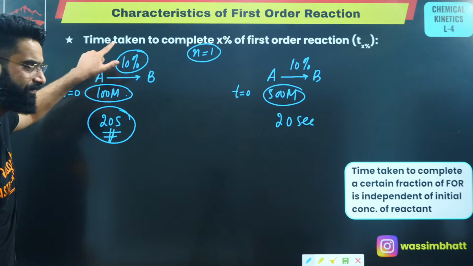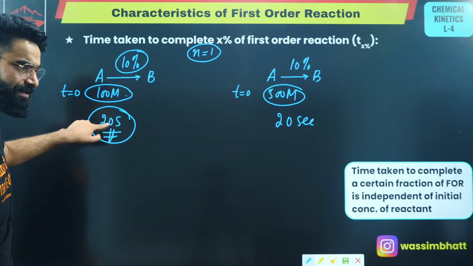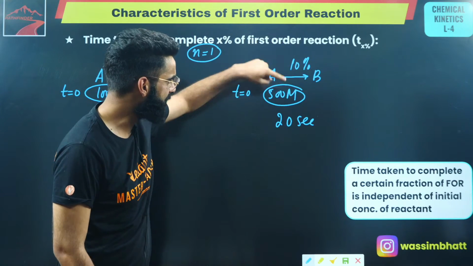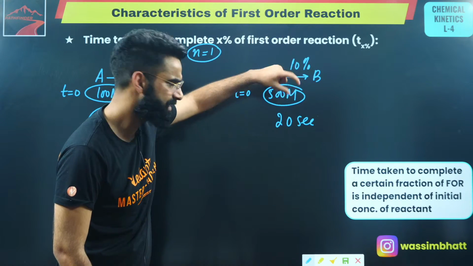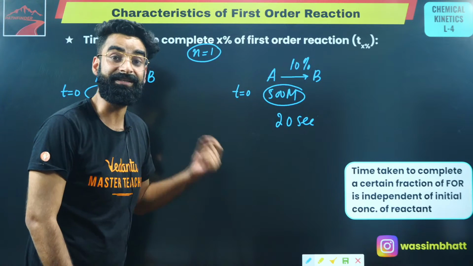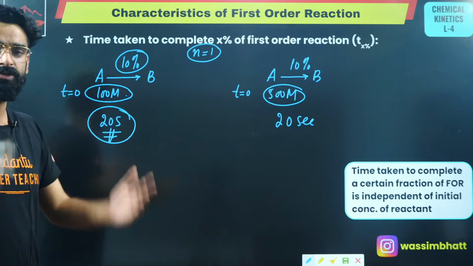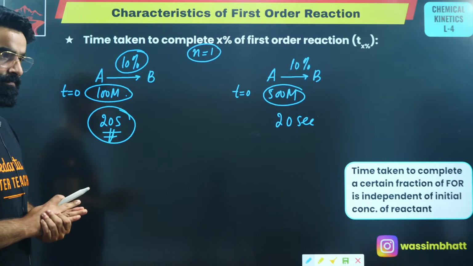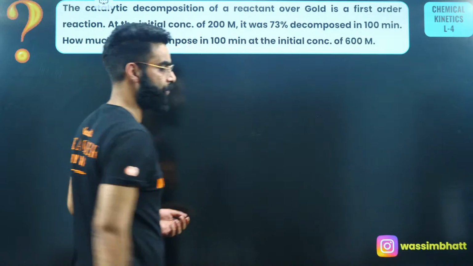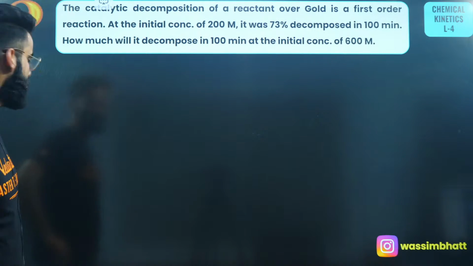So the time taken to complete 10% of this reaction when the initial concentration was 100 molar is 20 seconds. Therefore, the time taken to complete the same 10% when the initial concentration is 500 molar is again going to be 20 seconds only, because the time taken to complete a certain percentage of a first order reaction is independent of the initial concentration of reactants. I'm sure it's clear why I gave you this statement. There was a question asked in your JEE once from the same concept. I'm sure you will all kill this question now.